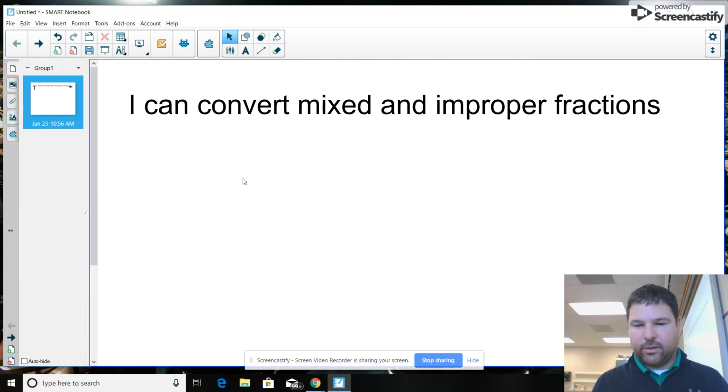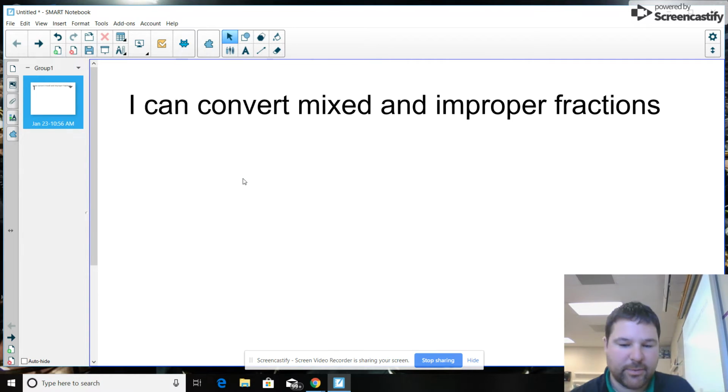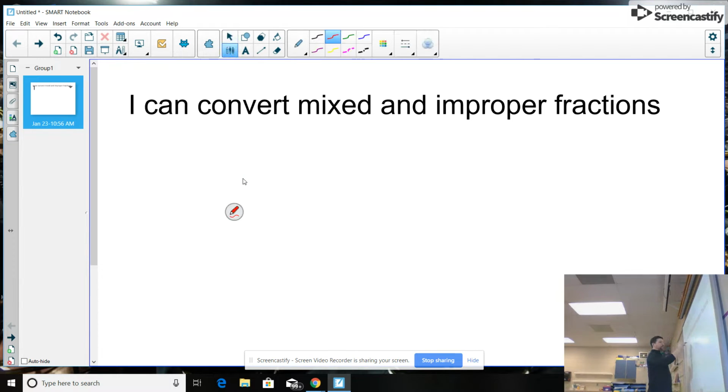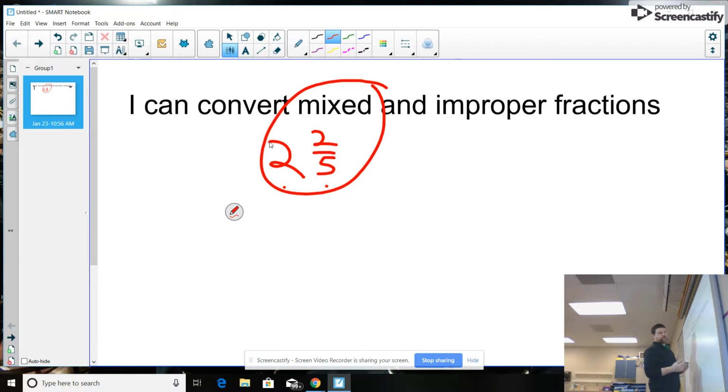We'll talk about what those are in a little bit here, and then how to do it, or what I mean by converting. So first, let's talk about this. A mixed number will be any number that has a whole number mixed with a fraction. Put them together, we call them a mixed number, a mixture of a whole number and a fraction. There's your mixed number. Mixed fractions, some people call them.